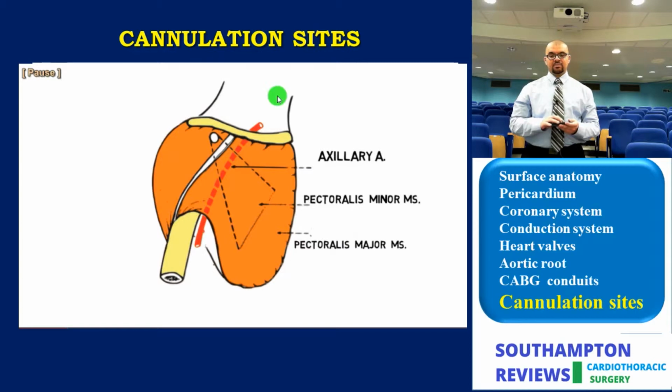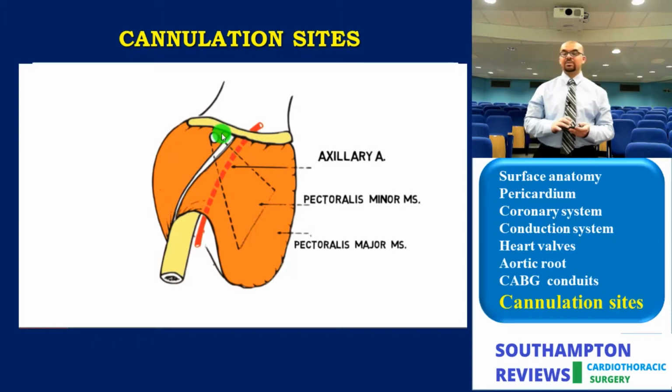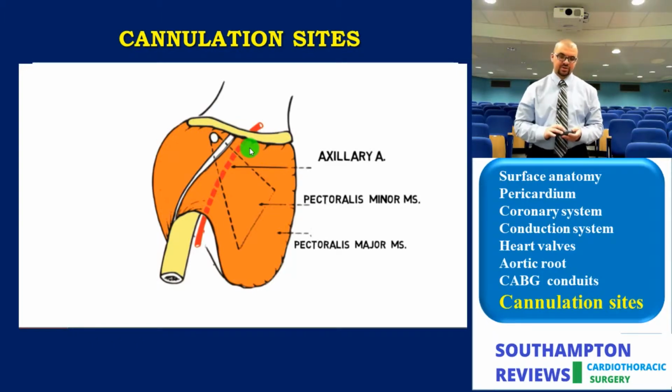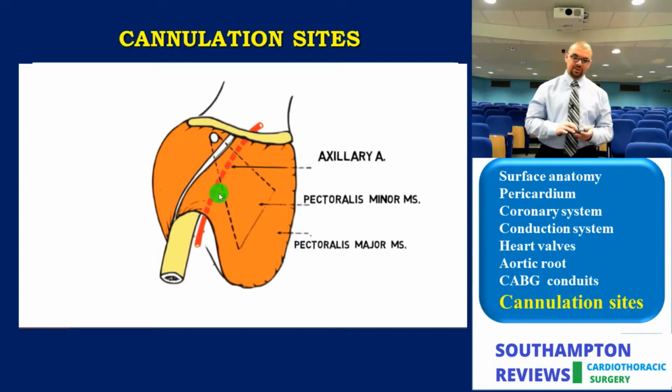In this part, it's divided into three parts by the pectoralis minor. In this part, the axillary artery lies directly under the pectoralis major and the clavipectoral fascia, and then in this part, it lies underneath the pectoralis major and pectoralis minor. In here, it is only covered by the pectoralis major.